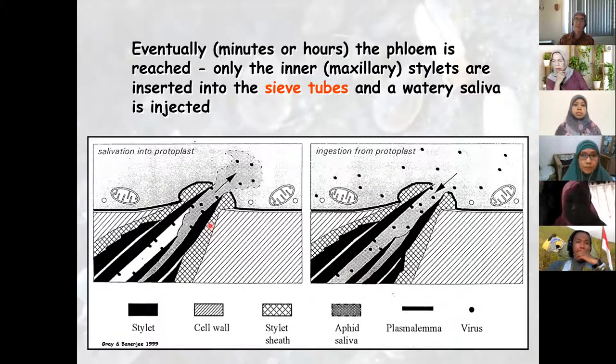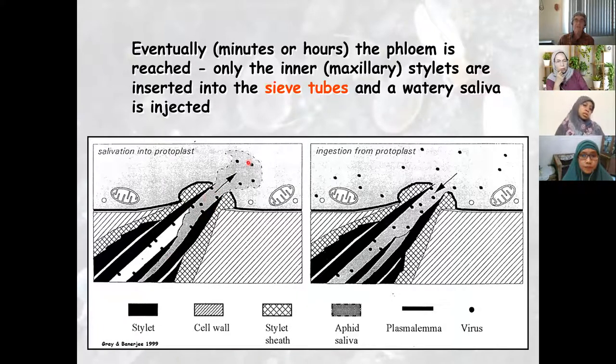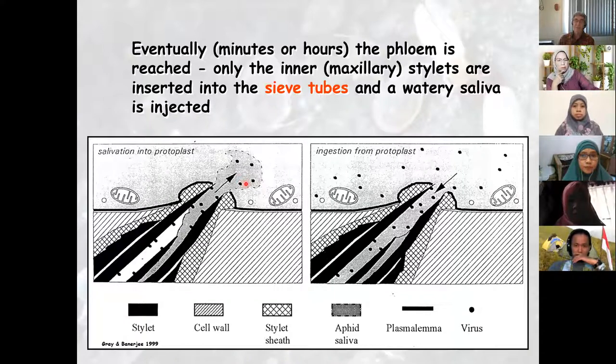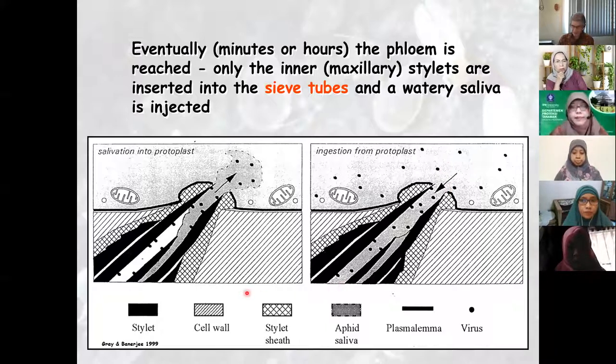When it reaches the phloem tissue, that might take hours, it injects with the inner stylets into the phloem tissue, injects a little bit of saliva. The saliva has the properties to stop phloem cells from clogging up, which is a plant defense mechanism. So it keeps the flow going in the phloem cells. And then it starts sucking up the phloem contents through its food canal. It's injecting saliva through the saliva canal and then sucking up contents through the food canal.